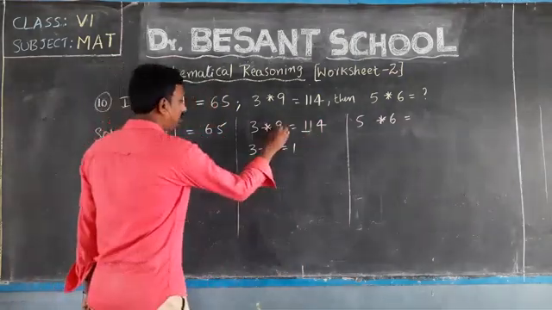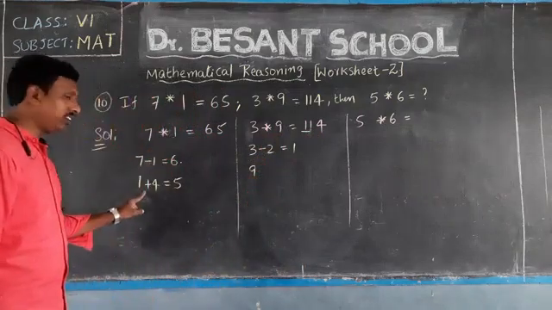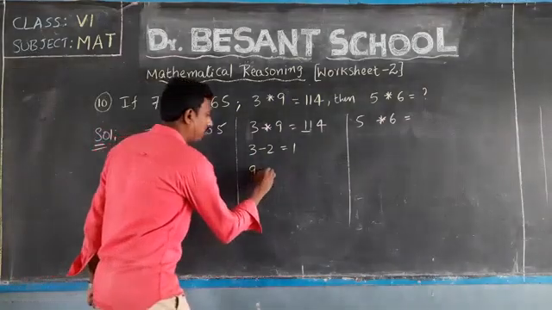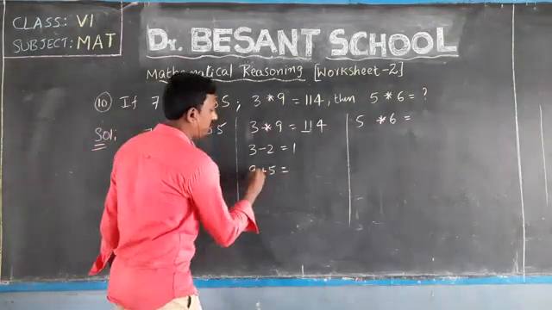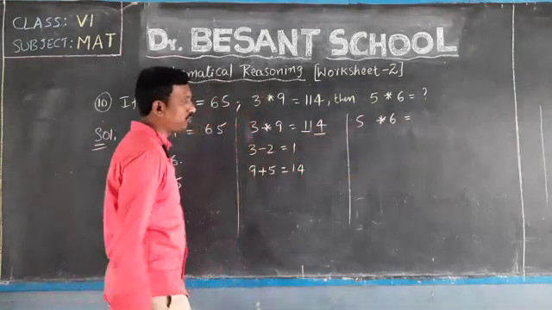Okay. Next. What is the next one? 9 for 1. What did I do? I have added, how much have I added? 4. Here I am going to add 5. 9 plus 5 is equal to 14. So you can check out these two, 14.